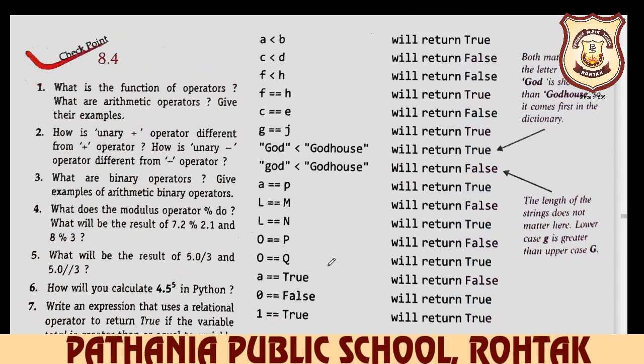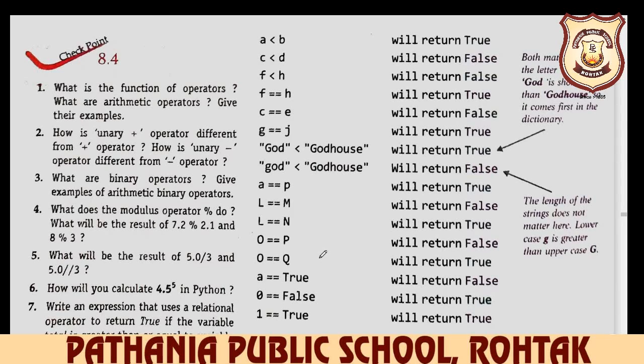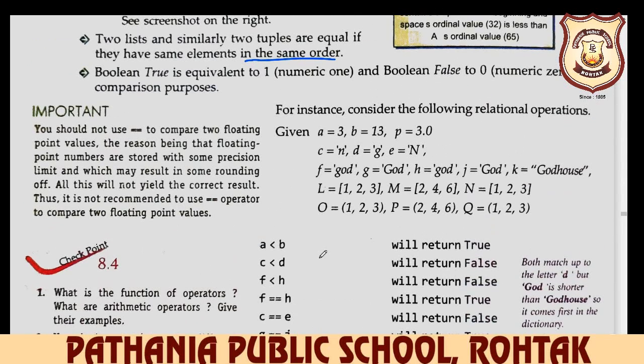So here we learned some points. When you write a less than b, for example, where the a value is 3 and the b value is 13, so 3 less than 13, yes, its answer is true. When you write c less than d, where the value of c is n and d is g.